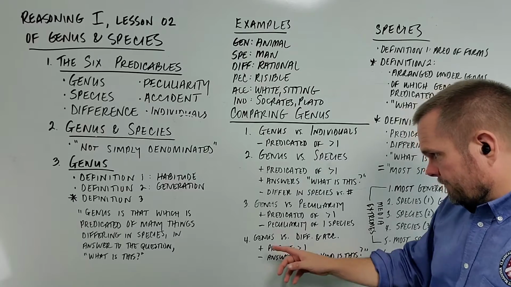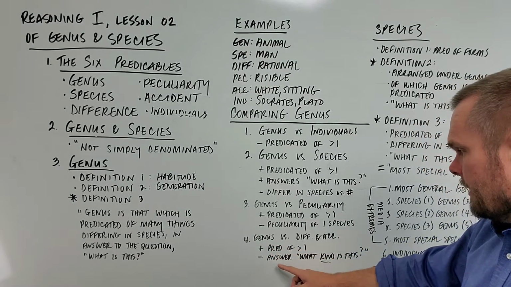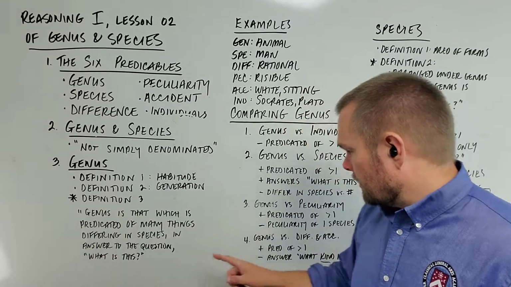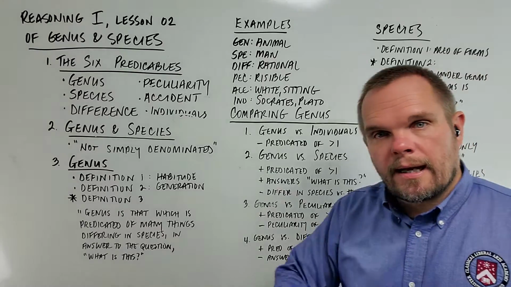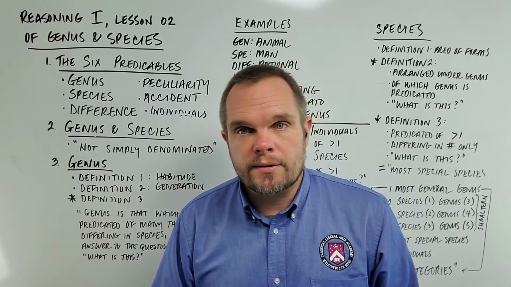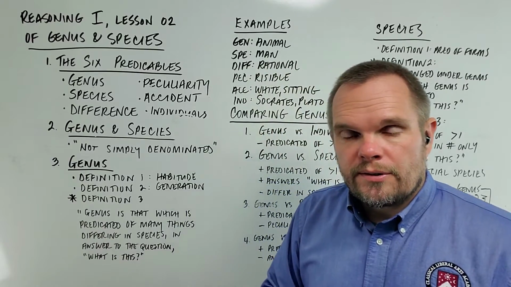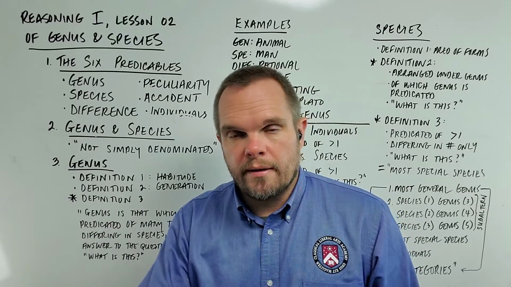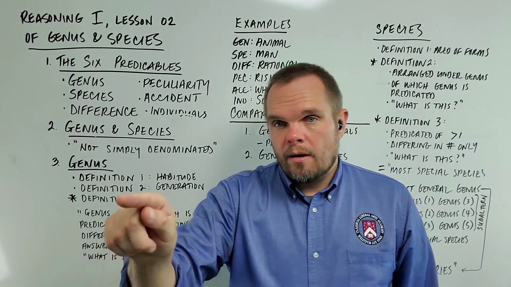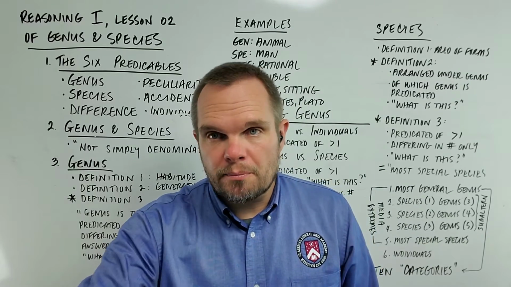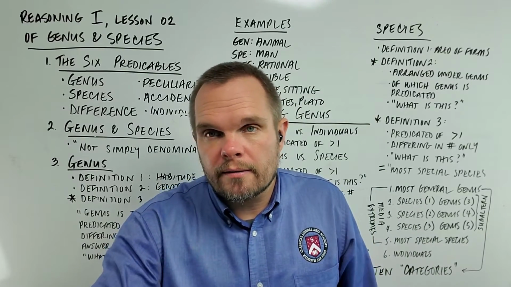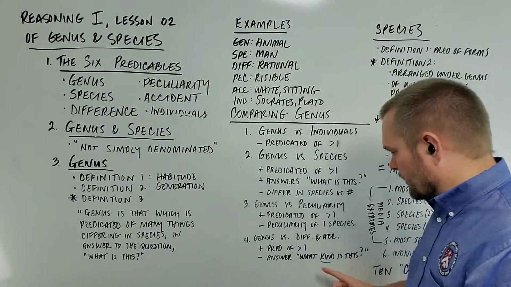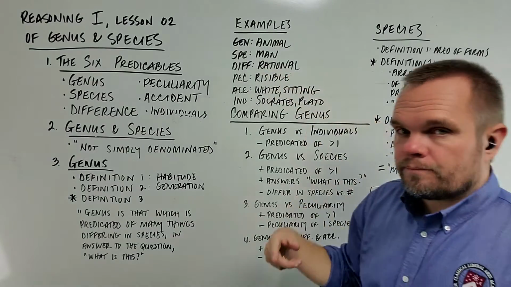How are they different? They differ in that genus answers the question, what is this? Difference and accident do not answer the question, what is this? Okay? Difference and accident answer the question, what kind of thing is this? Remember the rabbit. What kind of thing is this? It's a brown thing. That's true. It's a brown thing. That's a kind of thing. Okay? That's accident. Difference. Rational.